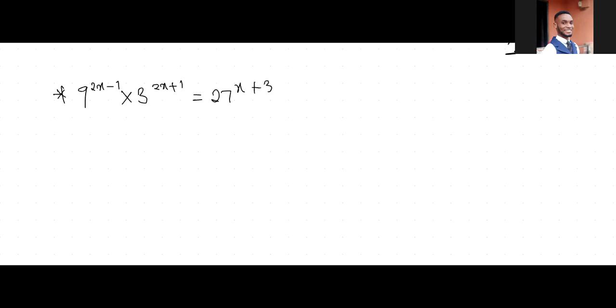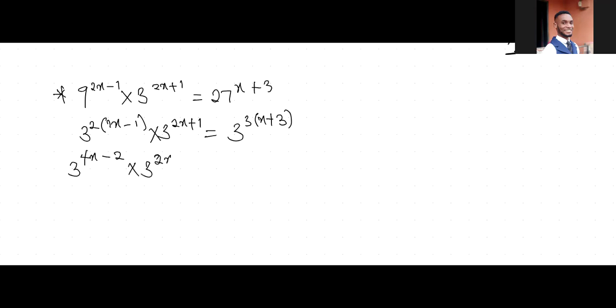So something like this can be 3 raised to the power of 2 into (2x minus 1), times 3 raised to the power of 2x plus 1, which is equal to 3 raised to the power of 3 into (x plus 3). Then you can have 3 raised to the power of 4x minus 2, times 3 raised to the power of 2x plus 1, which is equal to 3 raised to the power of 3x plus 9.